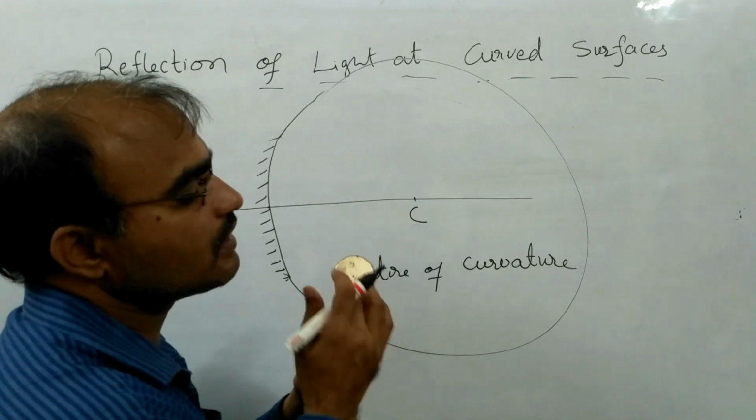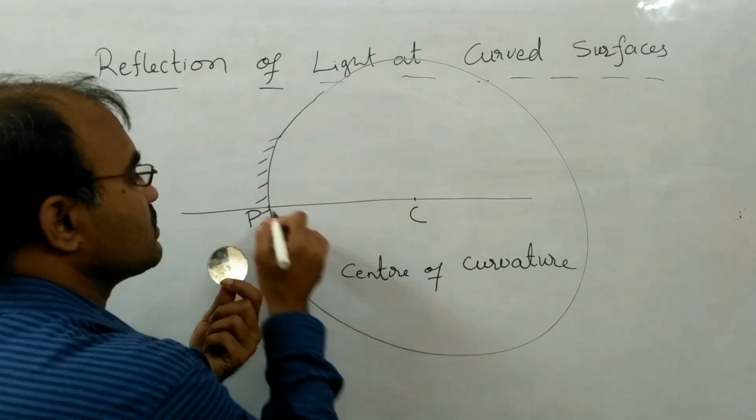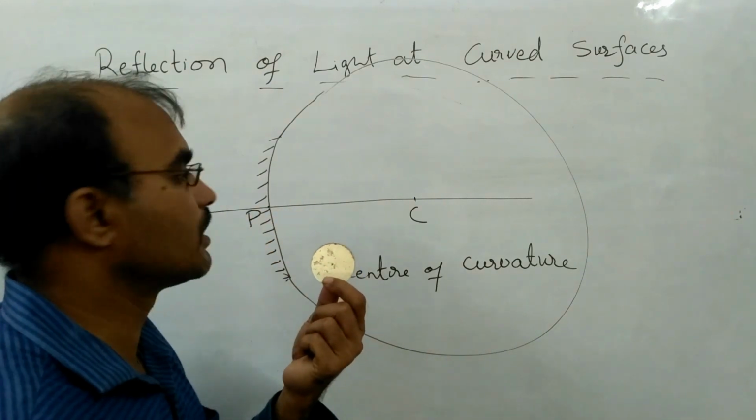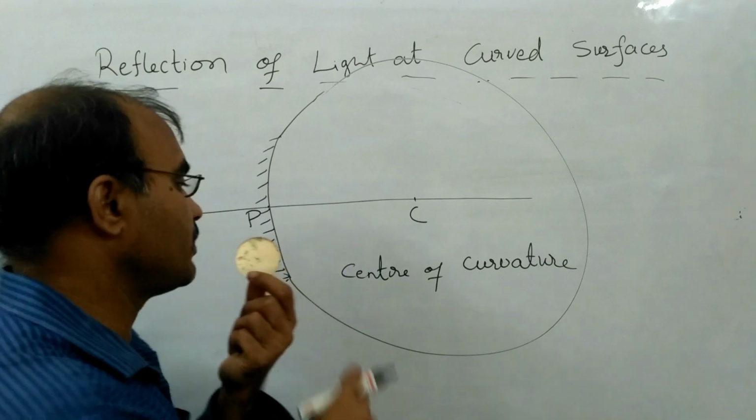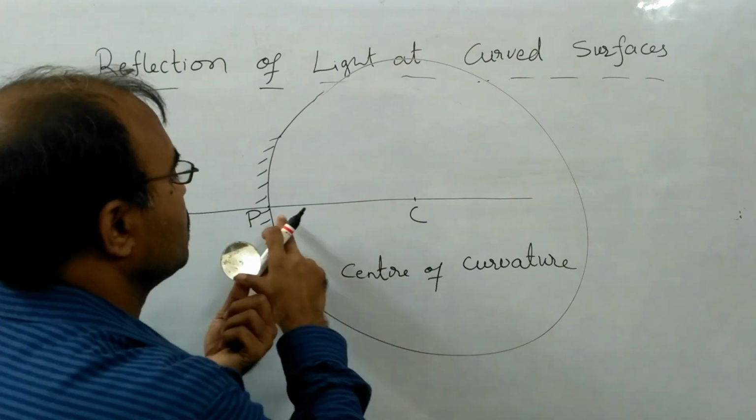So this part, the midpoint of the mirror, which will be on the mirror, is called the geometric midpoint of the mirror. The geometric midpoint of the mirror is called the pole, indicated by P. What is P? The geometric midpoint of the mirror, which will be generally on the mirror, is called the pole of the mirror.